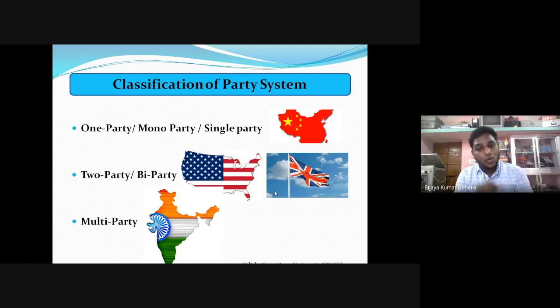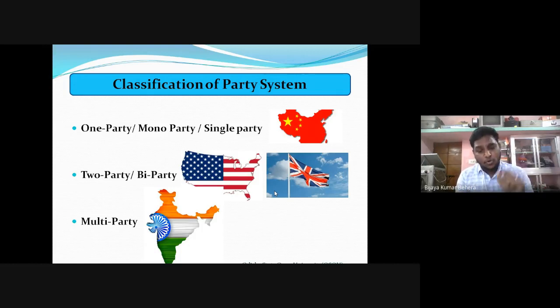And the next one is weak opposition. You may take the example of the central government or the state government. There is a weak opposition in a multi-party system because the ruling party forms its government and works according to its own choice. There is no strong opposition.